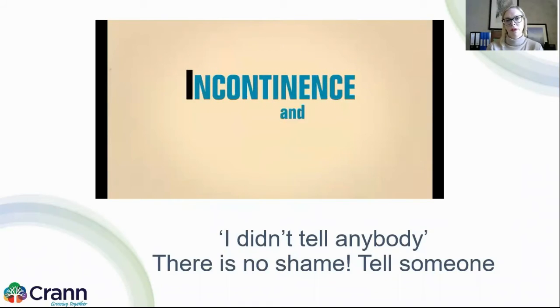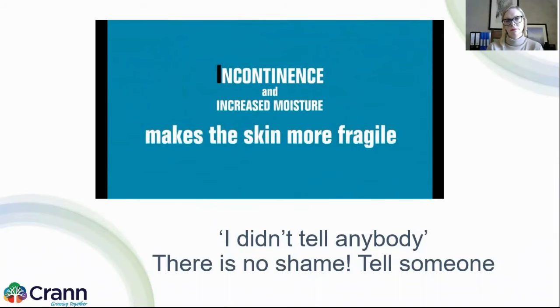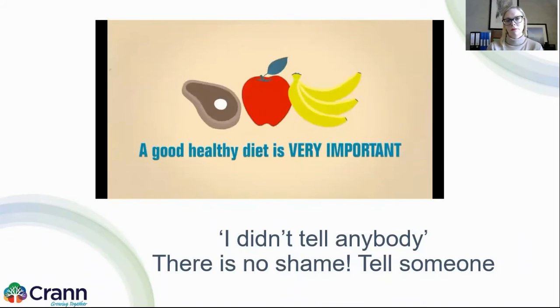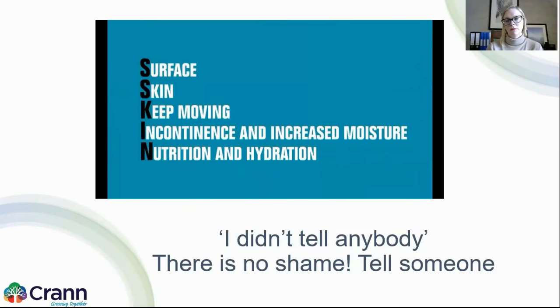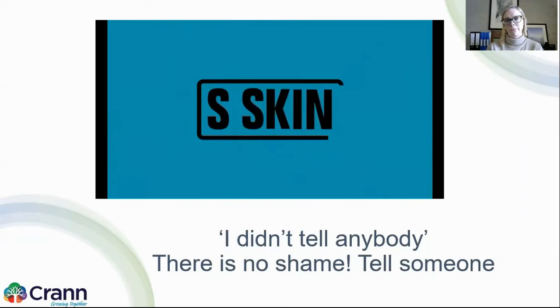Incontinence and increased moisture. Any moisture against the skin will make that skin more fragile and vulnerable to breaking down. And then nutrition and hydration. A good healthy diet is very important in preventing pressure ulcers. So SSKIN is S and then skin.